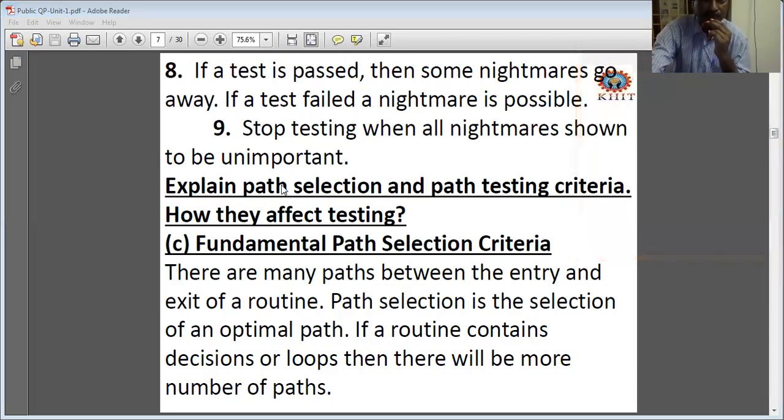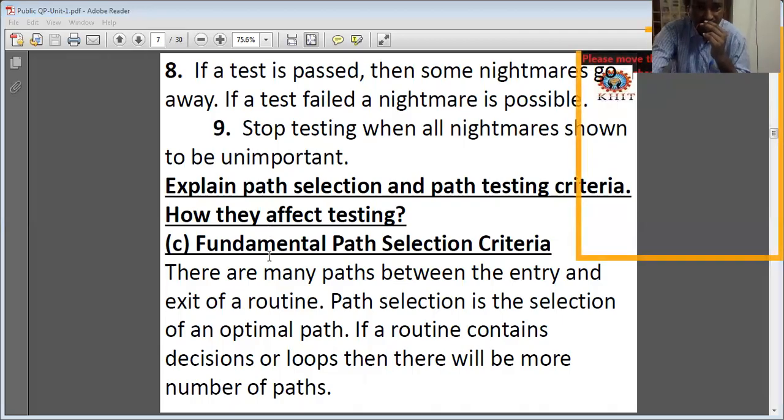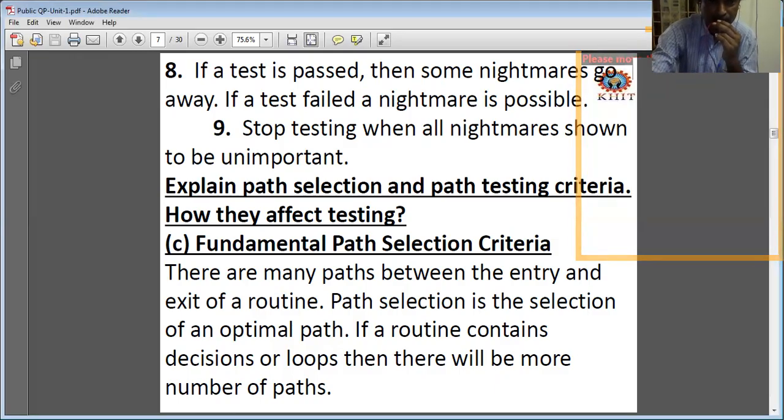Next important question from question papers is: explain path selection and path testing criteria. How do they affect testing? Fundamental path selection criteria. There are many paths between the entry and exit of the routine. Path selection means the selection of an optimal path.